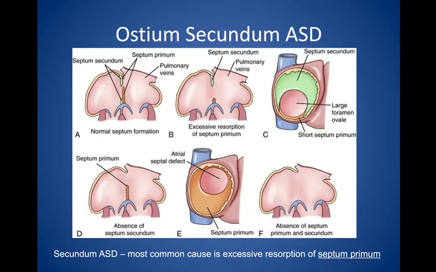And so in D and E, this is when you have absence of the septum secundum, and this can also result in a secundum ASD. These tend to be on the higher side, so again, you have the completion of the septum primum, but you just have the absence of the septum secundum, and you end up having a high ASD. And then finally in F, which is pretty rare, you can actually have complete absence of the septum primum and the secundum as well, which ultimately creates essentially a common atrium.